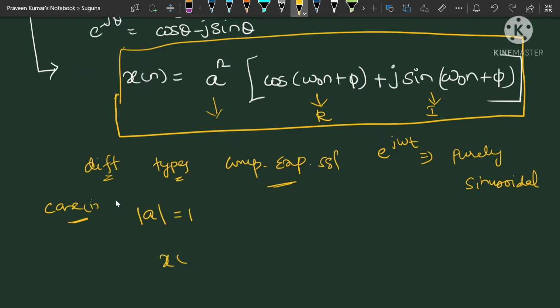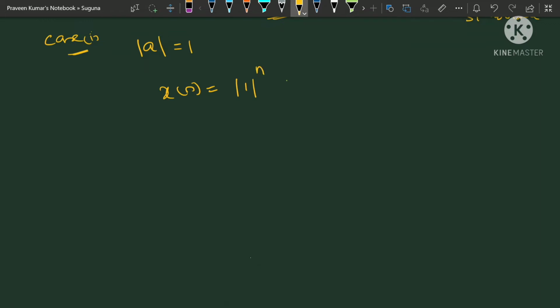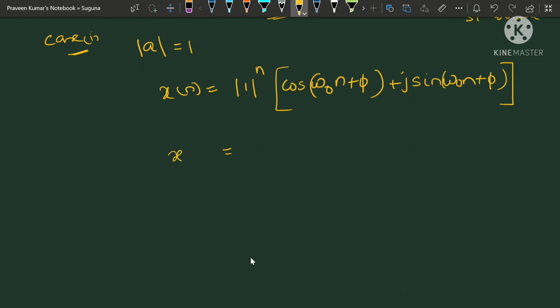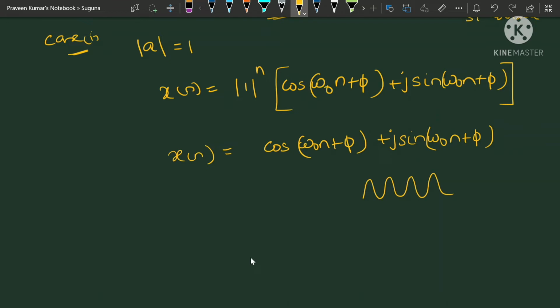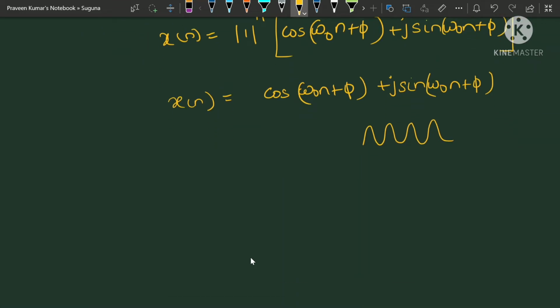Okay, so our x of n becomes what? x of n is equal to modulus of 1 power n cos omega naught n plus phi plus j sin omega naught n plus phi. Okay, so modulus of 1 power n is 1. So our x of n is equal to cos omega naught n plus phi plus j sin omega naught n plus phi. Okay, so cos theta plus j sin theta na அதோடைய waveform என்ன? Pure sine wave. It is a sinusoidal signal. Okay, இங்கே என்னன்னு நம்ம represent பண்ணுறதுனால இது என்ன? Sinusoidal sequence கிடைக்கும் நம்ம. So our x of n is the sinusoidal sequence. The nature of the x of n is sinusoidal sequence.